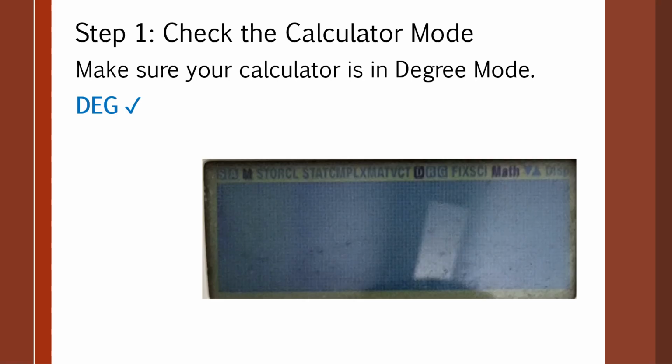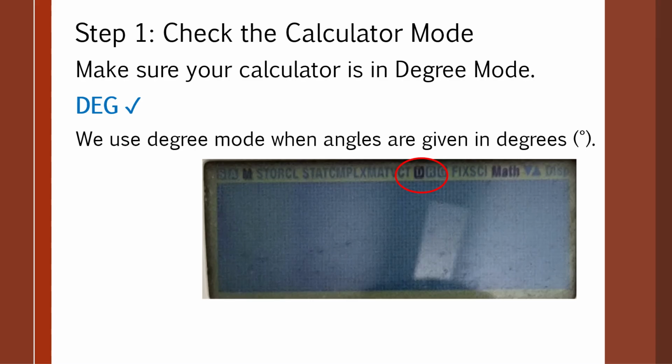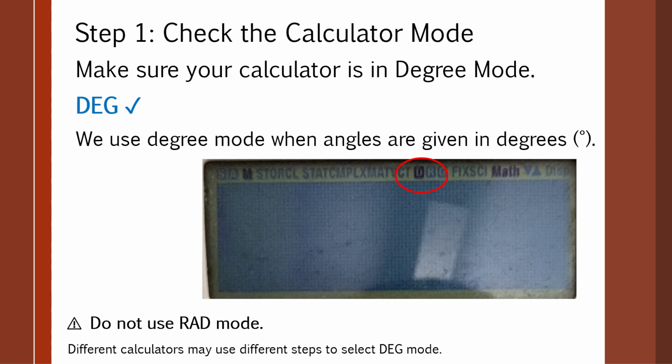Make sure your calculator is in degree mode. Look for the letter D on the screen. This shows that the calculator is using degrees. We use degree mode when angles are given in degrees. Do not use RAD mode for these questions.